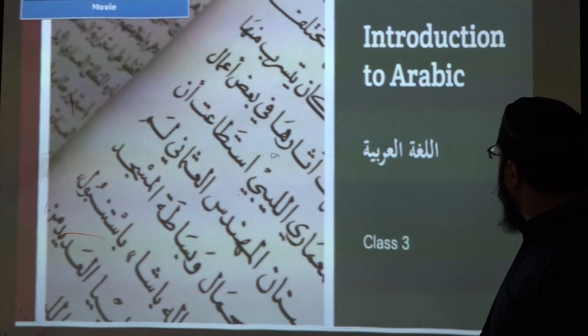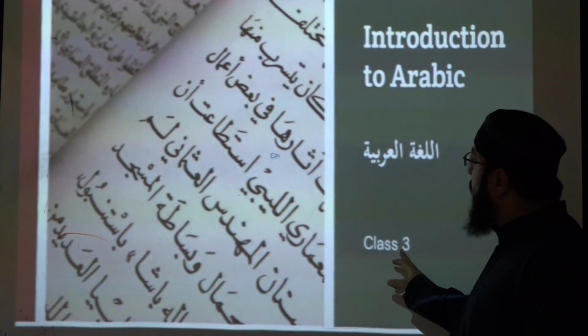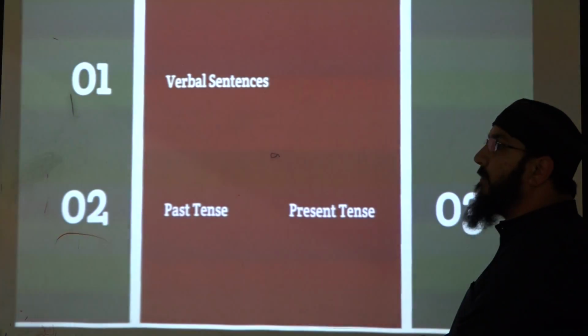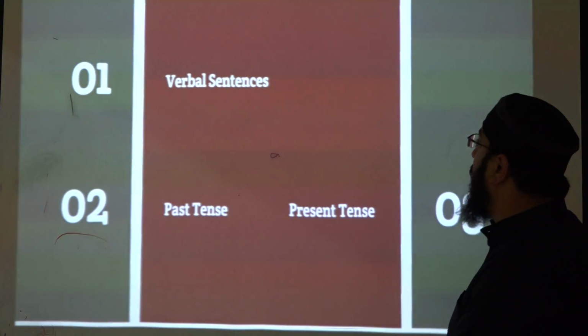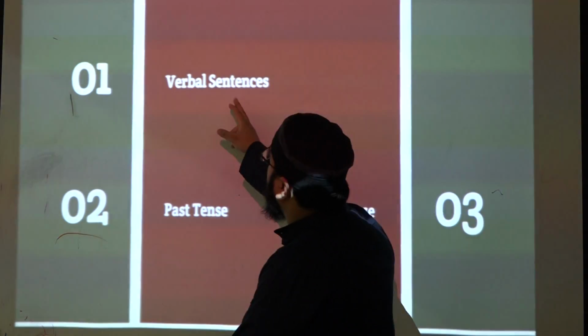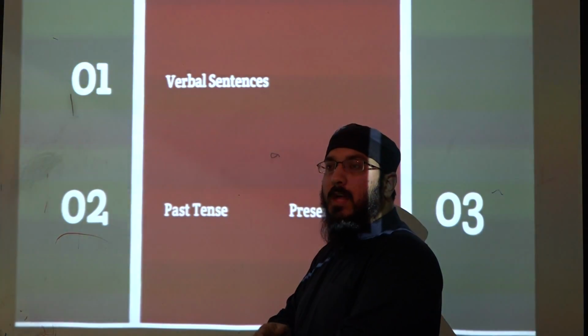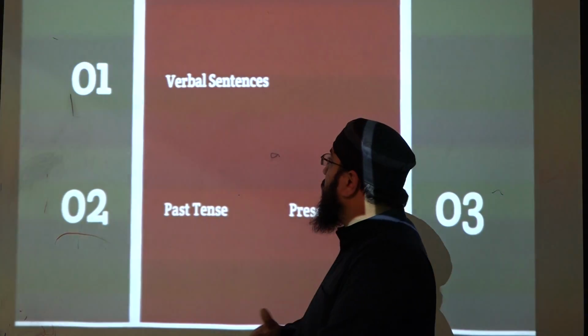So what we're working on now is class 3. In class 3, we are going to be talking about the following 3 things. We're going to be talking about verbal sentences first. How is a verbal sentence structured? What does it look like? How is it different from the English language?